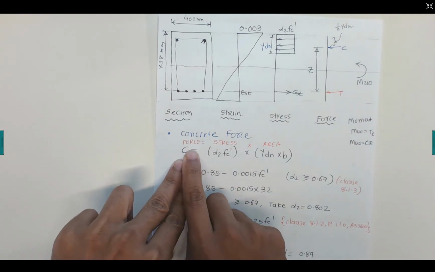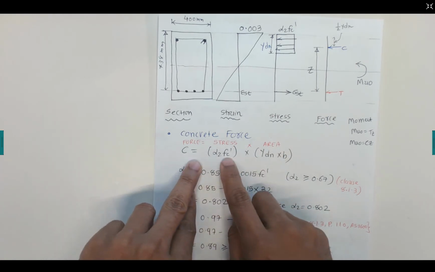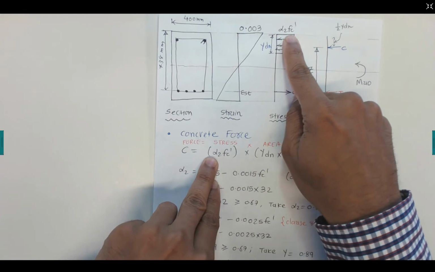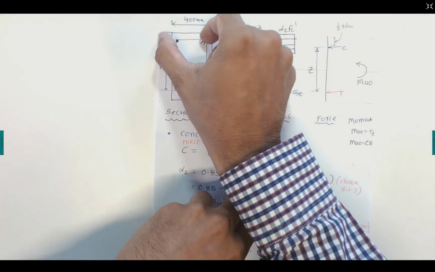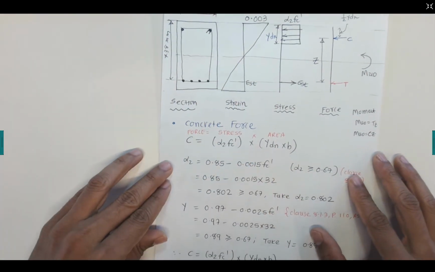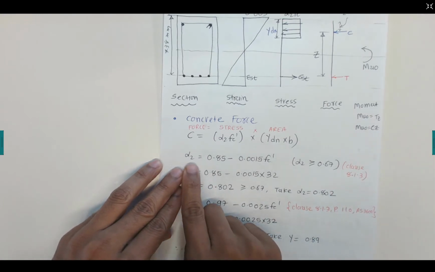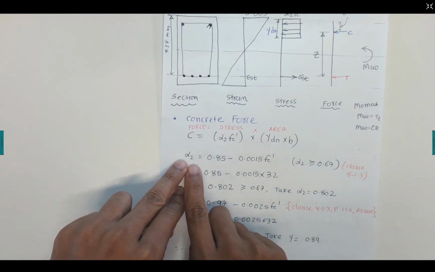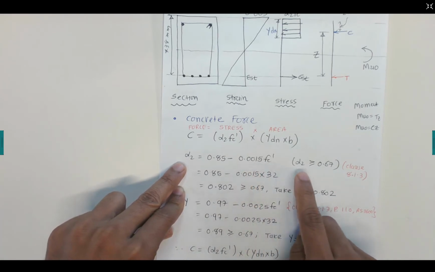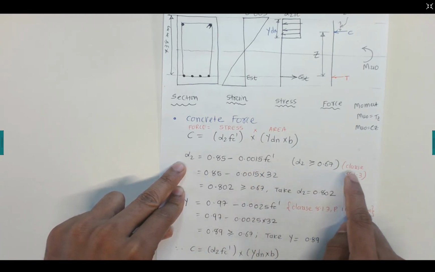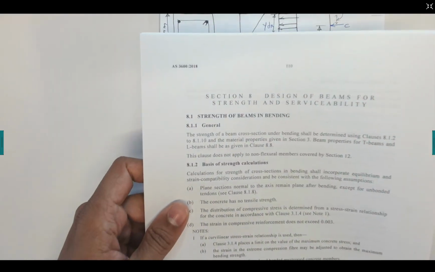Now concrete force is equal to stress times area. So C, the concrete force, is equal to the stress, alpha 2 fc dash, times the area, which is gamma dn times the width of this concrete. We discussed this in the previous video. Now we need to calculate alpha 2. Alpha 2 is 0.85 minus 0.015 fc dash, that should be greater than 0.67. That is given in clause 8.1.3 on page number 110.